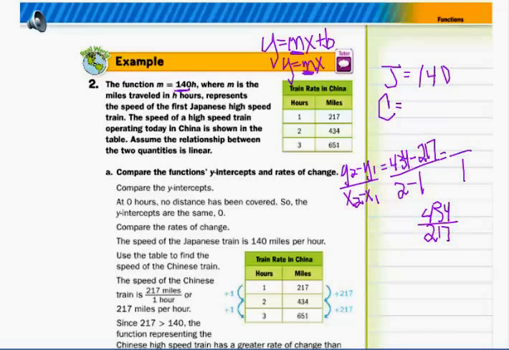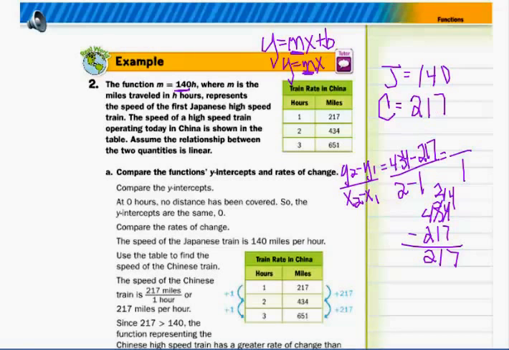Sorry, that line is not a divide. So let's try this again. 434 minus 217. Don't want to confuse anybody. So 217. 217 is the rate of the Chinese train. So since that is faster than the Japanese train. So assume the relationship between the two quantities is linear. Okay, got it. So compare their functions and y-intercepts and rate of change.